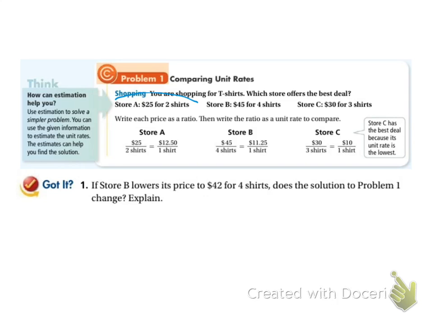If I'm told that a store has 2 shirts for $25, so I spend $25, I get 2 shirts. So $25 for 2 shirts. What I want to do is divide each of these by 2. So I get $12.50 for 1 shirt. I divide by however many things I have. So I have 2 shirts, so I divide by 2. So each shirt costs $12.50.